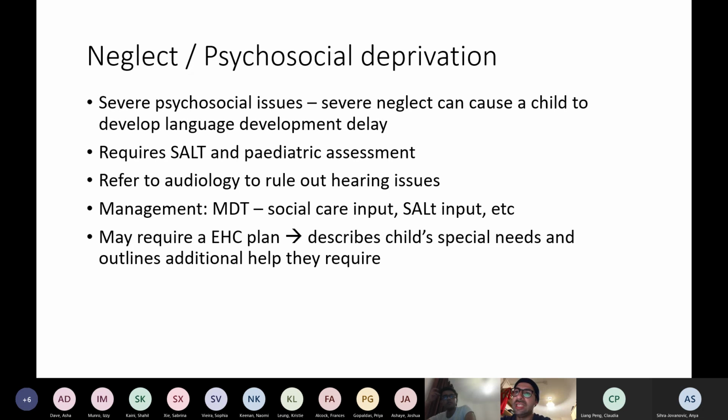So we may need to have social care input here. We need speech and language therapy and a pediatric assessment. Again, we need to make a big plan to make sure that we meet the child's special needs and any additional help they need. And if we consider this child to be unsafe at home, maybe social care will need input and decide what's best for the child.